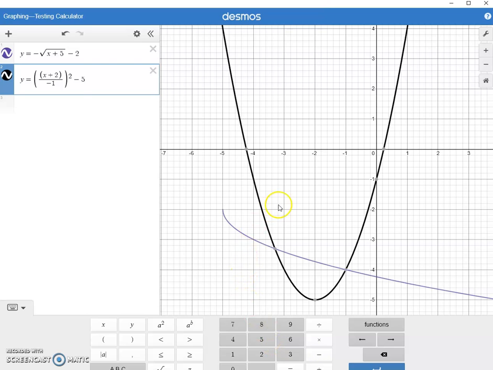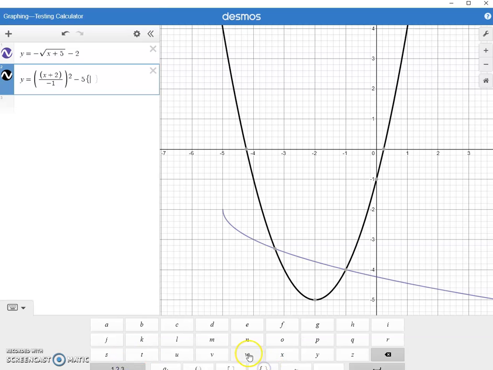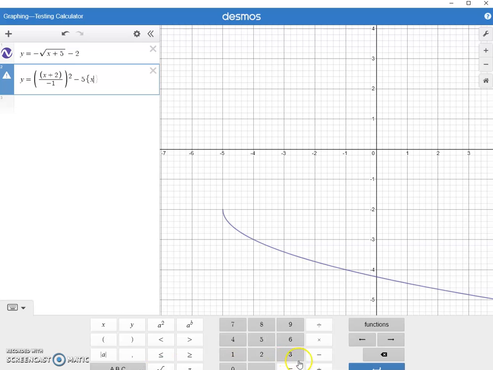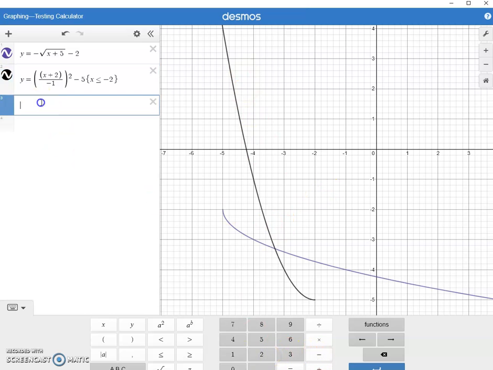All right, so as you can see, our graph is a parabola. It does not match the inverse of this radical function. So therefore, we will have to restrict the domain with what we got. And once we do that, we come up with this graph and we check by putting the y equals x line, and these two are symmetrical about the y equals x line.